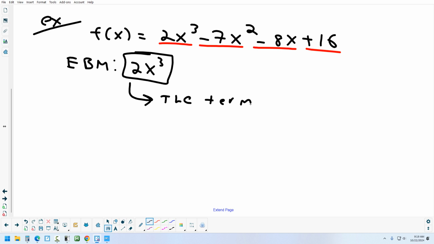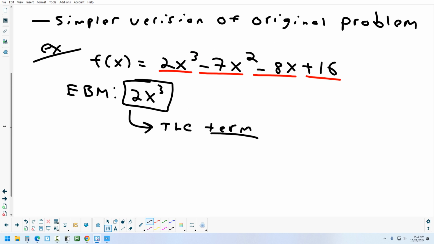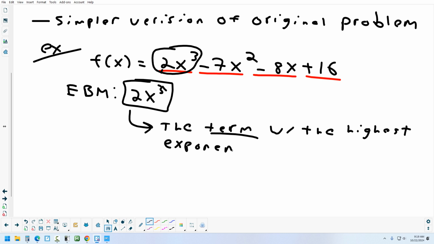So the EBM is the term, not just the exponent. You don't just write down a 3. Yes, the degree of that is 3, but I don't want the degree. I want the entire term: the number, the letter, and the exponent on that letter. So let me show you what happens if you graph the original problem in y1 and you graph the end behavior model in y2. Let's see how they look.